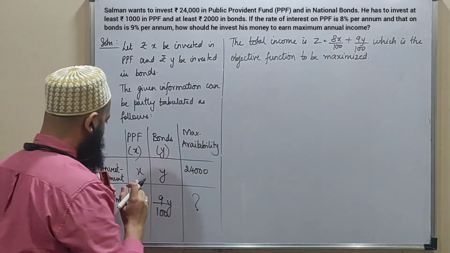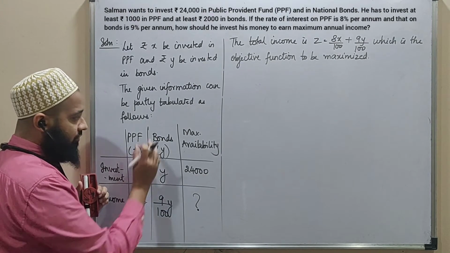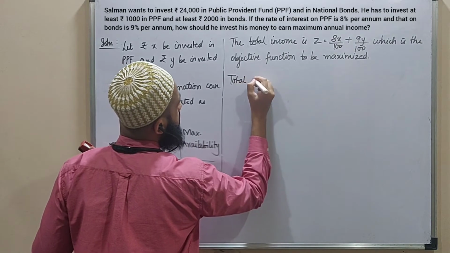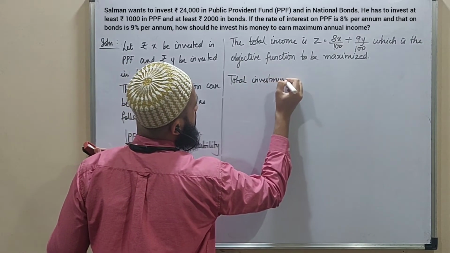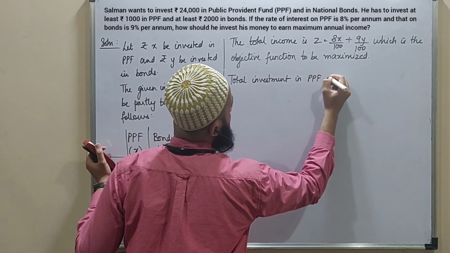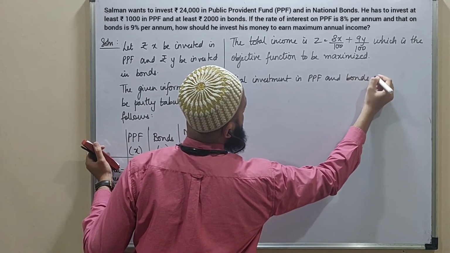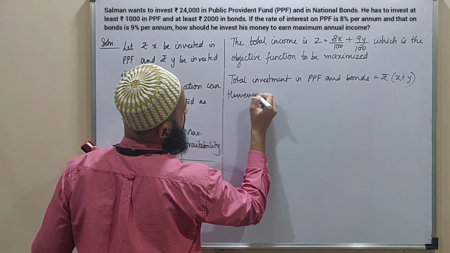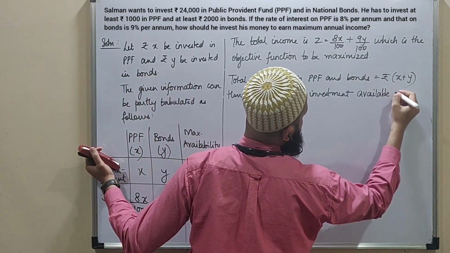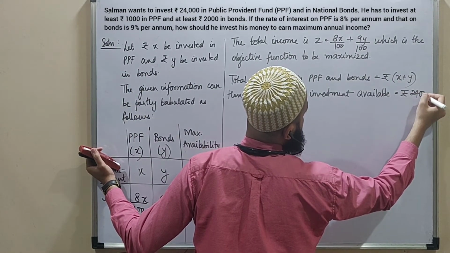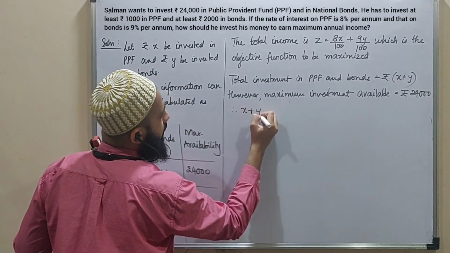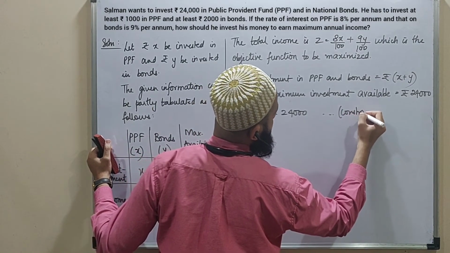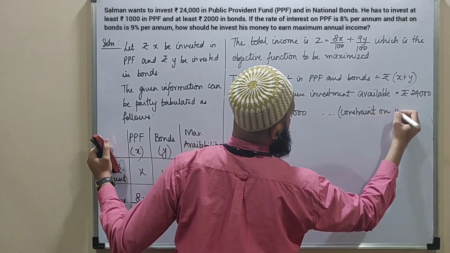So we have rupees X invested in PPF, rupees Y invested in bonds, right? So total investment in PPF and bonds equal to rupees X plus Y. However, maximum investment available equal to rupees 24,000, and therefore your X plus Y has to be less than equal to 24,000. This is your constraint on investment.